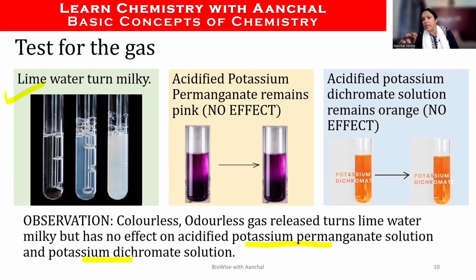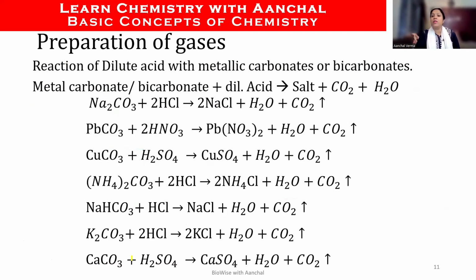Remember, they are a little bit acidified. A little amount of acid is added to them. So there is no change in color taking place in these two solutions, but lime water is turning milky. Then how is this gas produced? Any metal carbonate or bicarbonate, when it is treated with dilute acid, gives you salt, carbon dioxide, and water. So here carbon dioxide is released whenever you add acid to the carbonates.